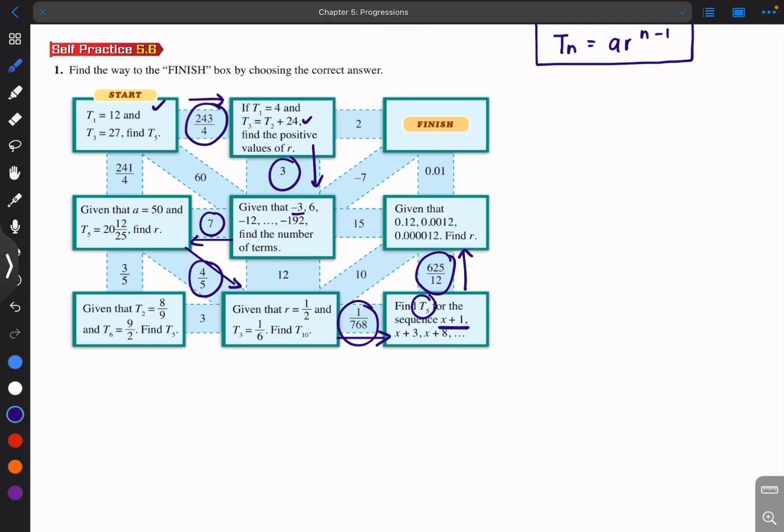Let's see, will this finish or not? Okay, given this and this, I assume it's a geometric progression, find R. R is T2 over T1, so we can do T2 divided by T1. 0.0012 divided by 0.12 will give us 0.01. Done. So this is our final answer, and we are at the finish line. Hooray! That's it. Done.